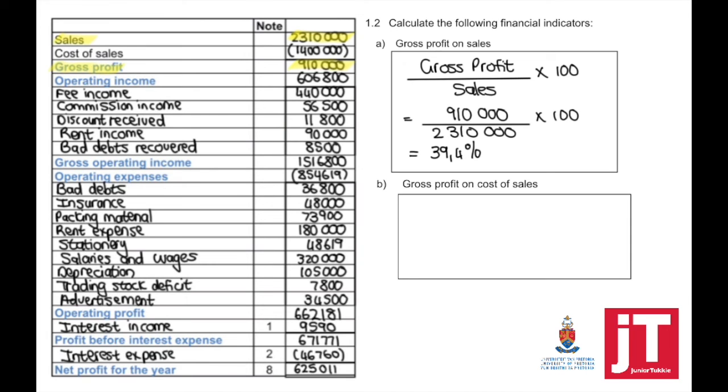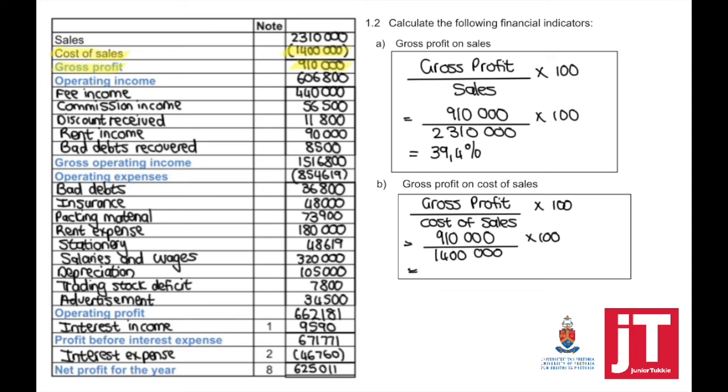Gross profit on cost of sales, have we achieved our aimed markup? So if I'm looking at my gross profit, it's 910,000 divided by 1.4 million. Again, your answer should be in percentage. This is equal to 65%.